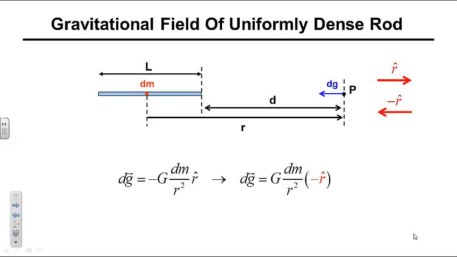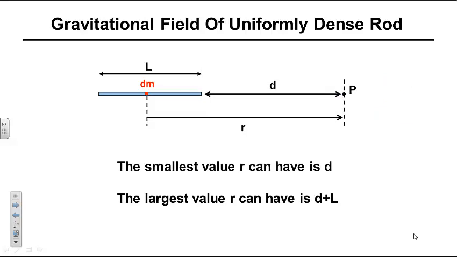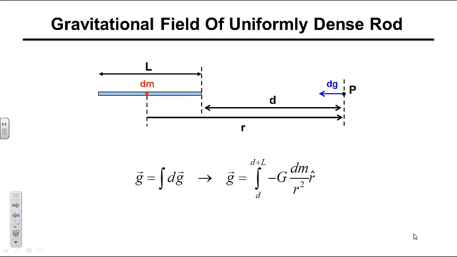The smallest value for the variable r in this equation for the gravitational field of each point particle is d. In other words, the closest any point particle in the rod can be to position P is d. The largest value of r is d plus L. The total gravitational field of the rod is the integration of the contributions from each point particle in the rod.